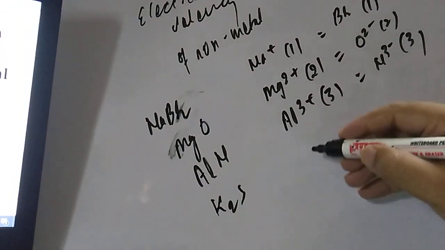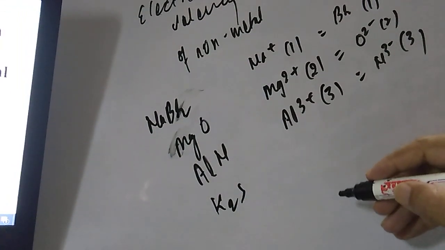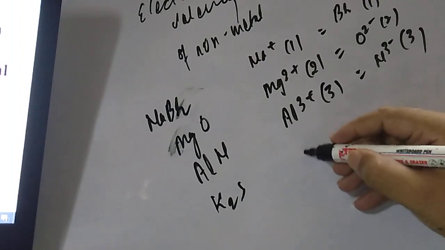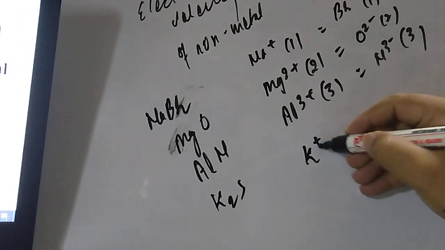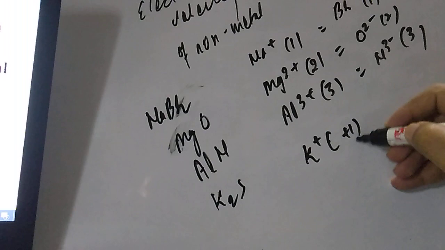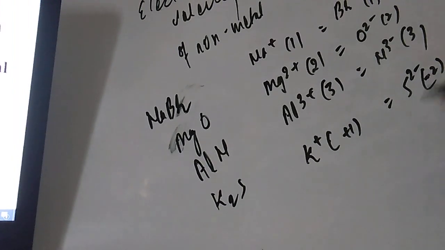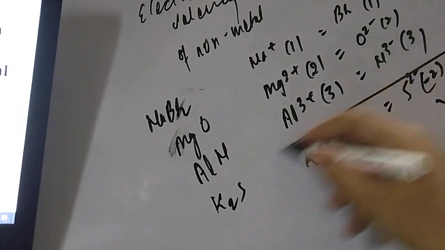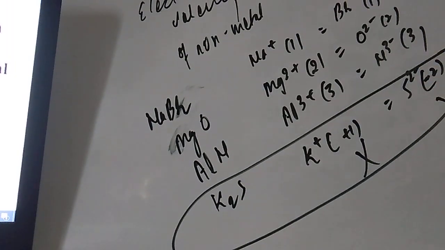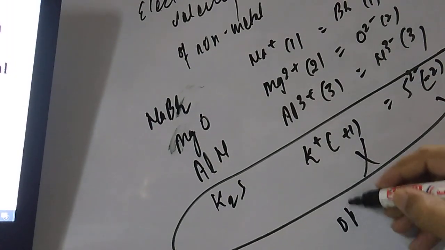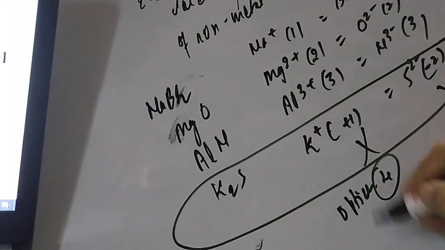So what about K2S? If you talk about the valency of K, it is K+, in brackets plus 1. And for sulfur, the valency is minus 2. So plus 1 and minus 2 are not equal. So the correct option is K2S, potassium sulfide. Option 4 is our answer.